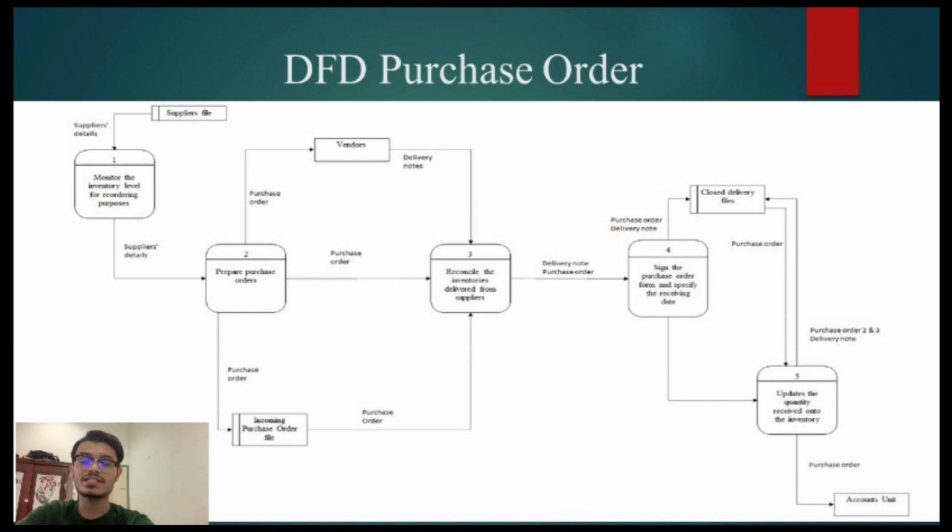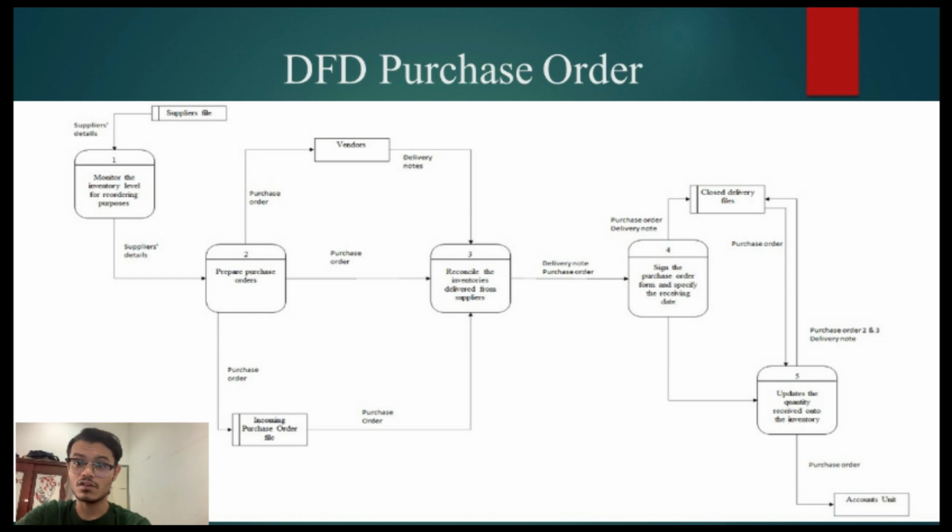The first process is monitoring inventory level for reordering process. Encik Selamat will retrieve the supplies detail from supplier file to identify vendor and quantities to be ordered. After retrieving the supplies detail, Encik Selamat will use that detail to prepare 3 copies of purchase order. This is the second process for the purchase order system.